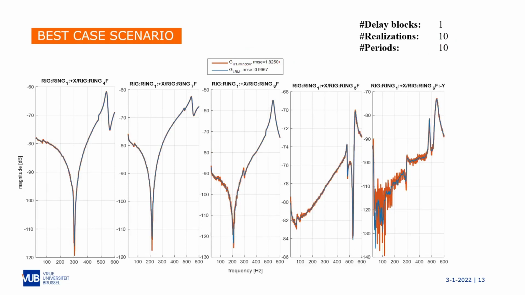And now comes the best case scenario. So here I skip 1 delay block, so we have only transient-free data. The results are better. So the LRM is now less than 1% in terms of error, and the H1 is 1.8%. But I'd like to draw your attention to the last FRM block. As you can see, the classical method has real problems processing this channel. It looks very, very noisy, whereas our proposed estimate looks much, much more reliable.